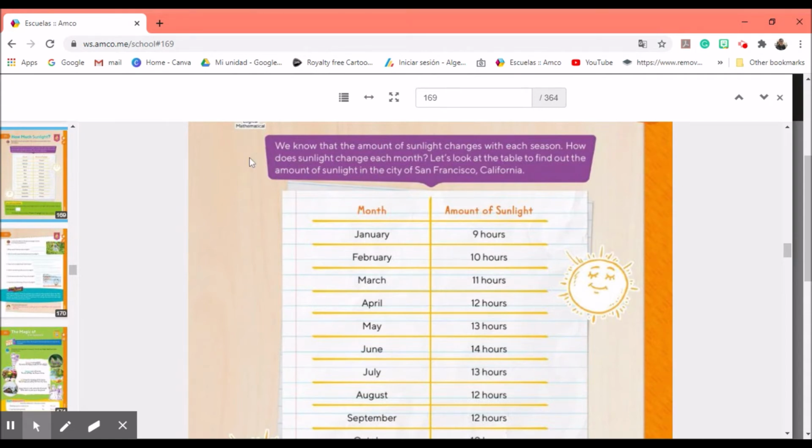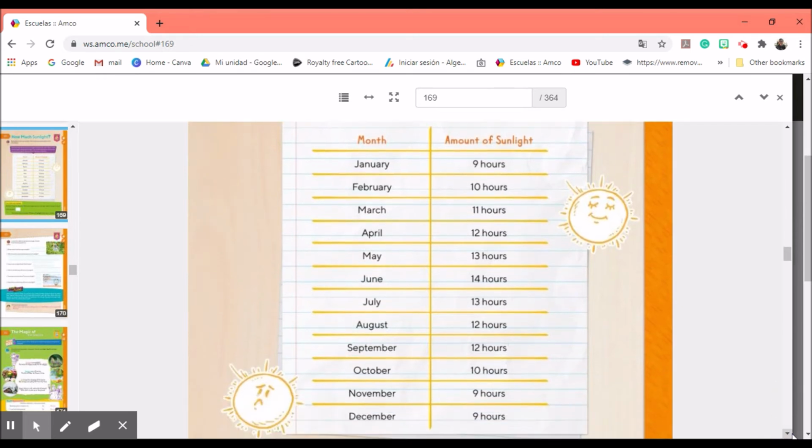We know that the amount of sunlight changes with each season. How does sunlight change each month? Let's look at the table to find out the amount of sunlight in the city of San Francisco, California. On the left side of your table, we have the months of the year. And on the right side of it, we have the amount of sunlight. 9 hours on January, 10 hours on February, and so on.